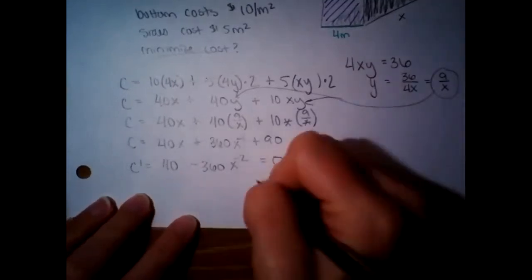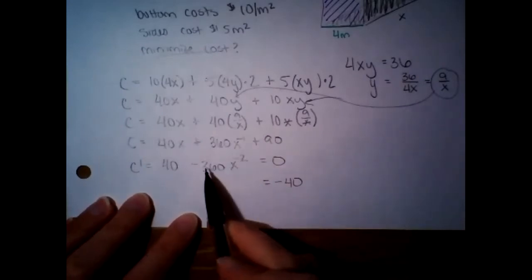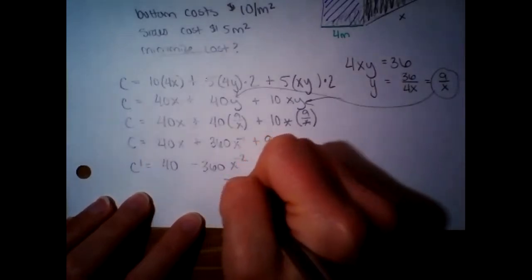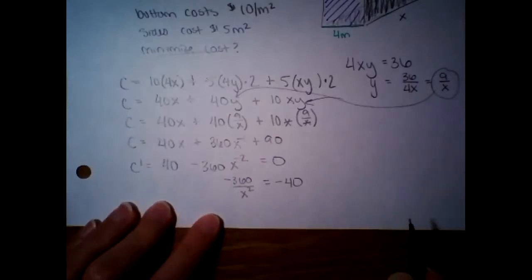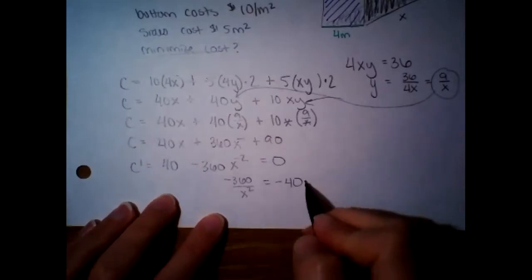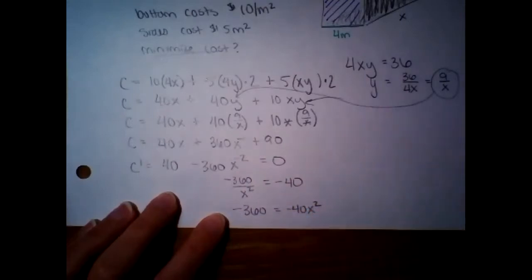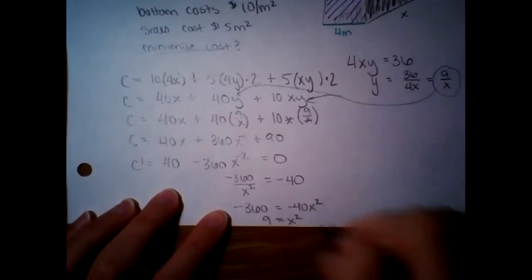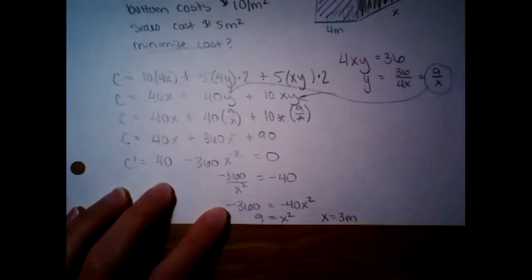So I'm going to subtract over the 40. That'll make this a negative 40. I'm going to fix this negative exponent. This would be negative 360 over x squared. Again, all that good algebra, all of your exponent rules there. And so then I'm going to multiply over the x squared. And then we'll divide by the negative 40. So negatives are going to cancel. So it'll be 9 equals x squared. And so x is 3 meters.